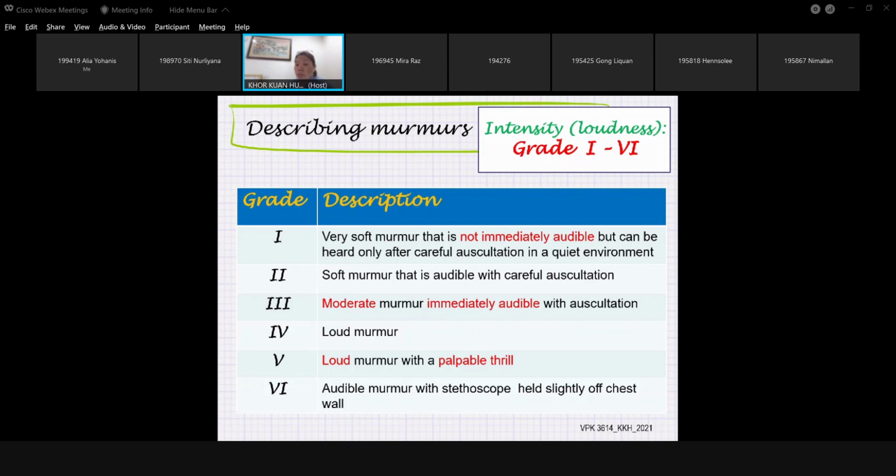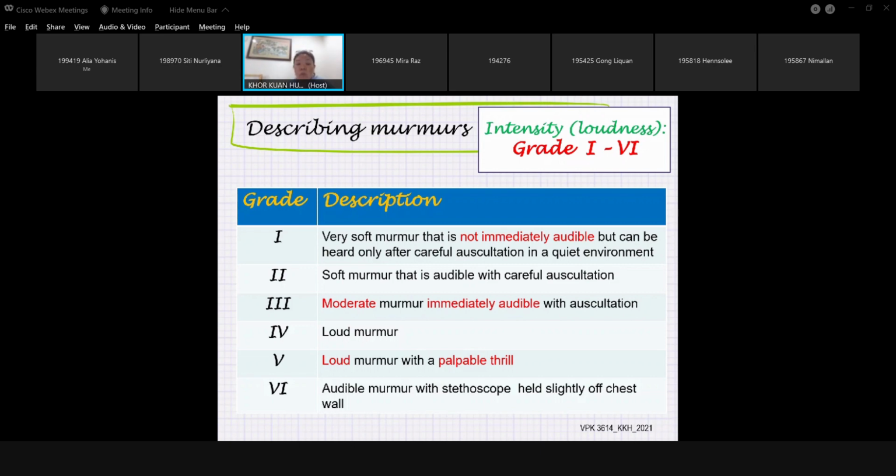Grade 2 murmurs are just soft murmurs. You can hear them, it's so soft, then on this side they disappear, then I come back and I can hear them. Grade 3 are moderate murmurs. Immediately you put a stethoscope there, you can hear them. Then grade 4 murmurs are very loud.